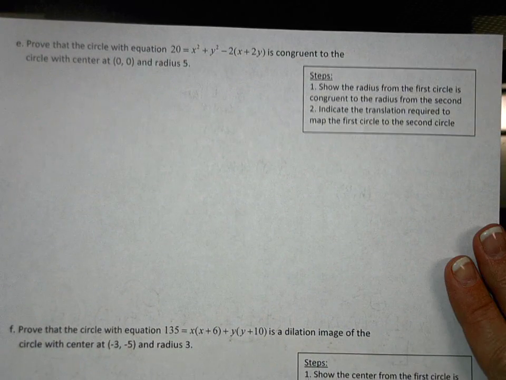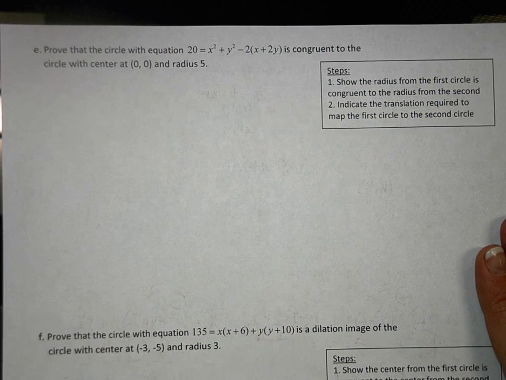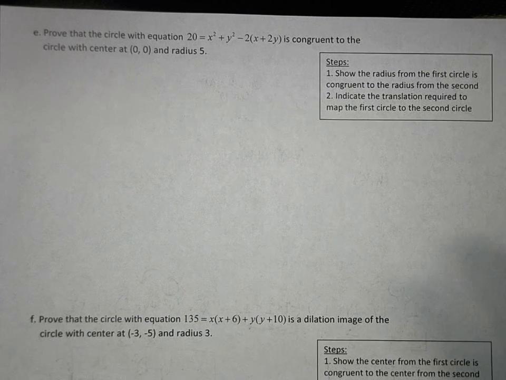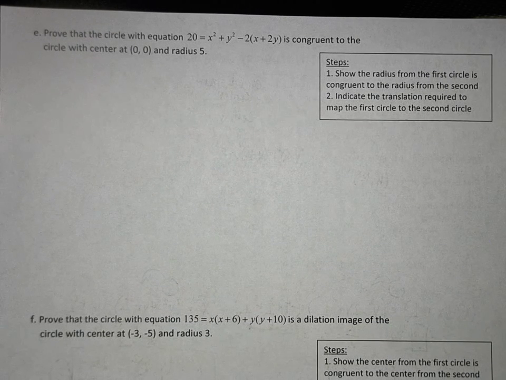We have some fun word problems here. Word problems-ish. Okay. So it says to prove that the circle with the equation 20 equals x squared plus y squared minus 2 parentheses x plus 2y is congruent to the circle with center at 0, 0 and a radius of 5. Okay. How could we do this?